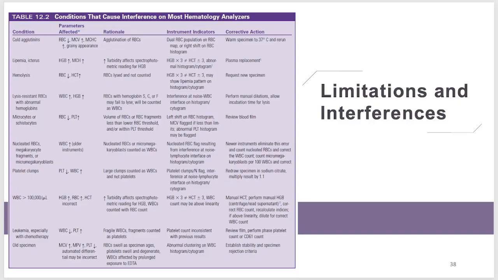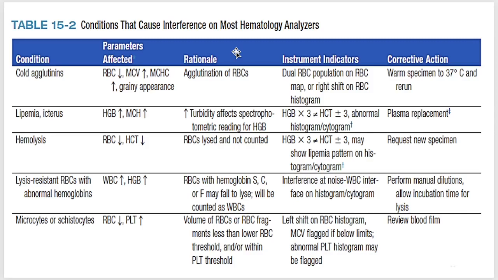Again, we're down to our last discussion. We will be talking about the limitations and interferences. So these are the different factors that will affect your hematology analyzers. Kumbaga, ano yung mga magko-cause ng erroneous results. So isasama natin, ilalagay natin sa diagram natin. Of course, now, these are the conditions that will cause interferences on most of your hematological analyzers.